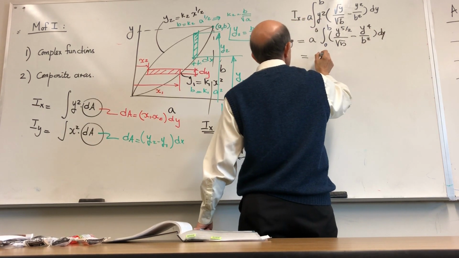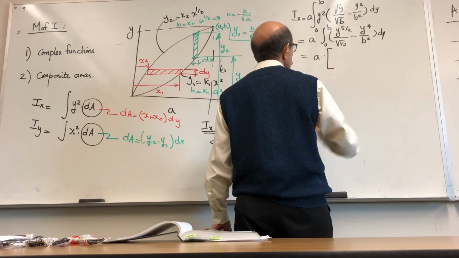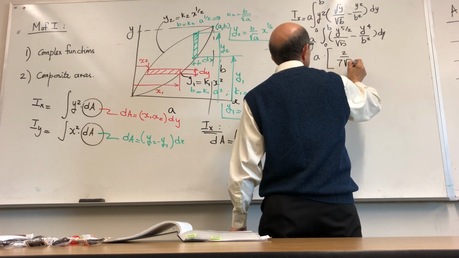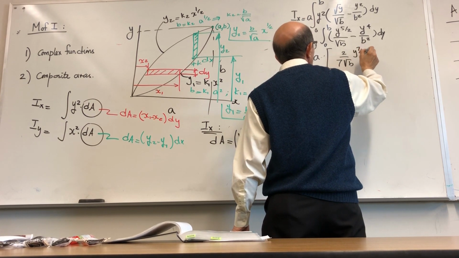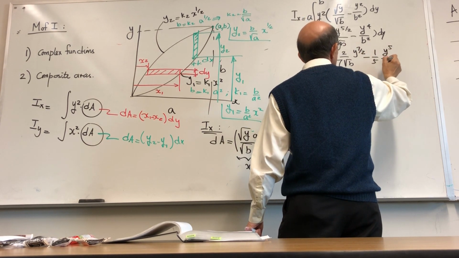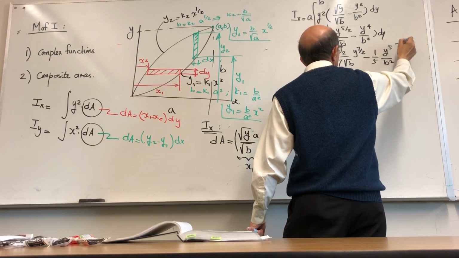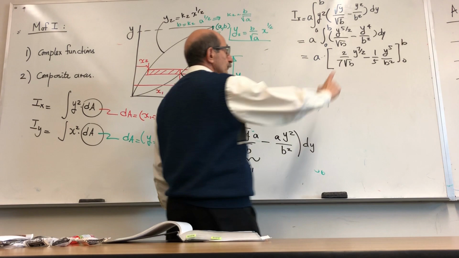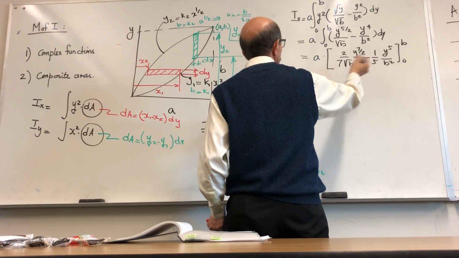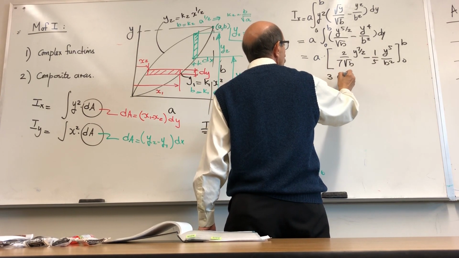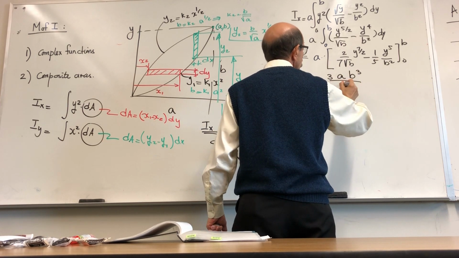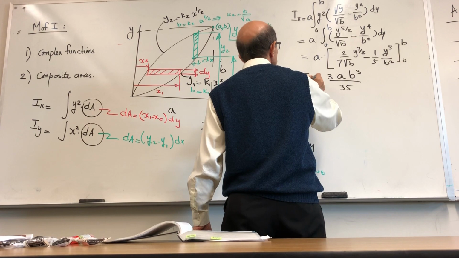And if you simplify that and perform the integration, you get 2/7 of square root of b, y^(7/2), minus 1/5 of y to the 5 divided by b squared, from 0 to b. Substitute for b, and you get 3a b cubed over 35.